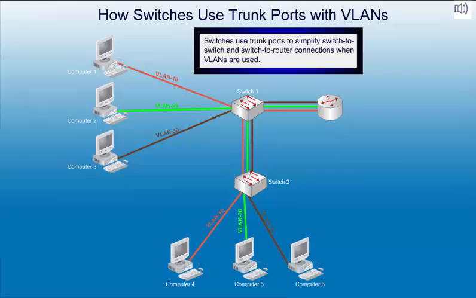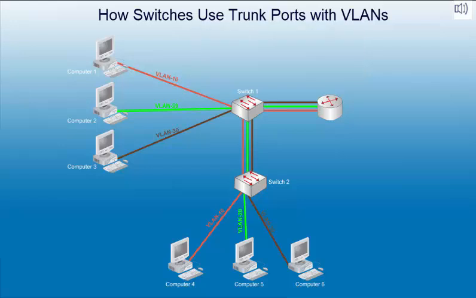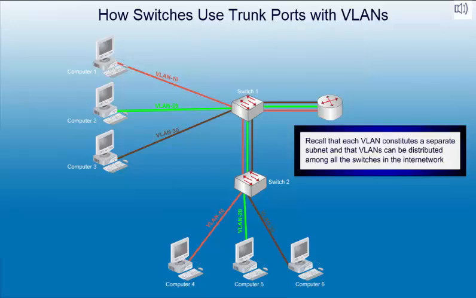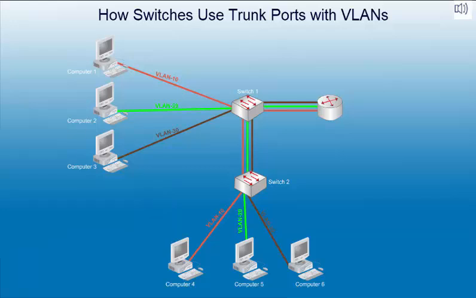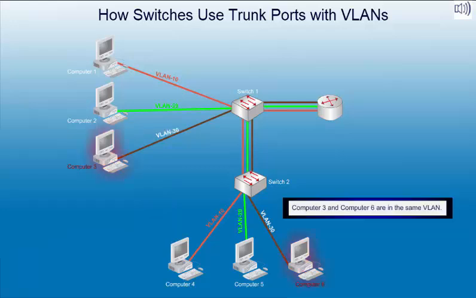Switches use trunk ports to simplify switch-to-switch and switch-to-router connections when VLANs are used. Recall that each VLAN constitutes a separate subnet, and that VLANs can be distributed among all the switches in the internetwork. Without VLAN trunks, switches that are connected together would need one cable connection for each VLAN, as shown in the figure. Computer 3 and Computer 6 are in the same VLAN.